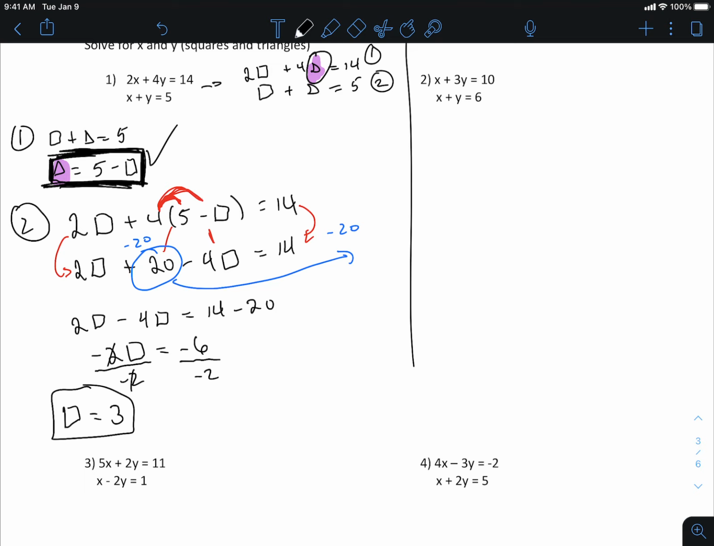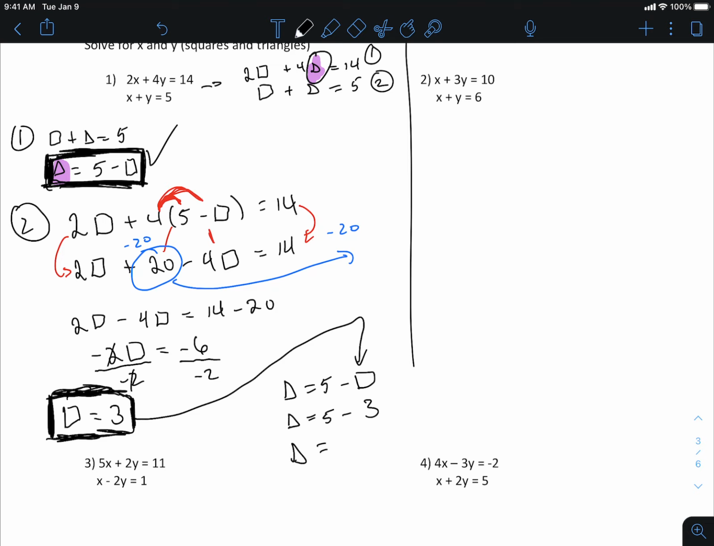I still want to find out the second one, and that's where we get to go back to the box that we drew, right? Where we said one triangle was 5 minus a square. So a triangle is equal to 5 minus a square. So a triangle has to equal 5 minus 3, because I took the value of 3 from being the square, and I substituted it in for the square. So one triangle is equal to 2.